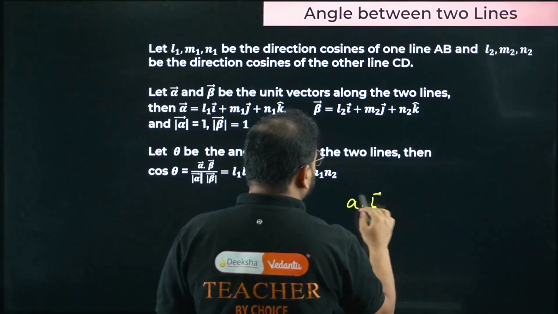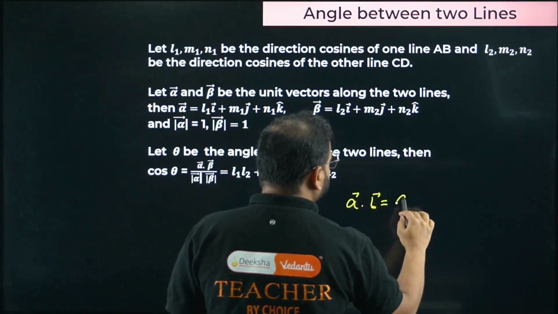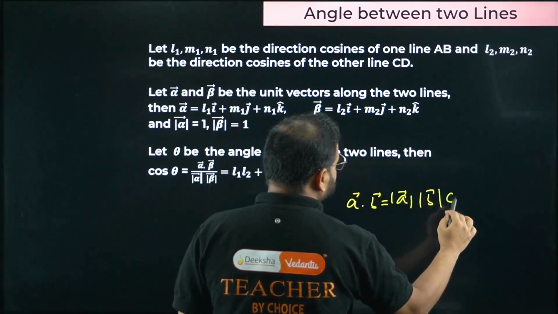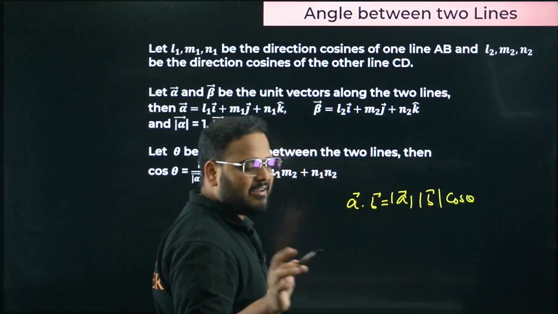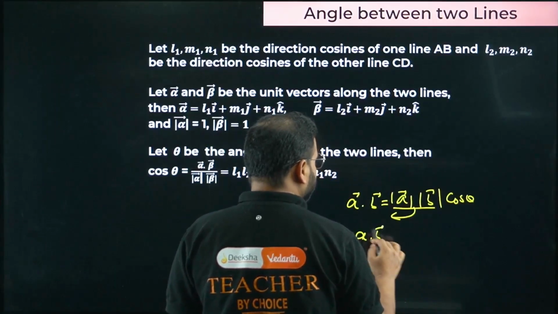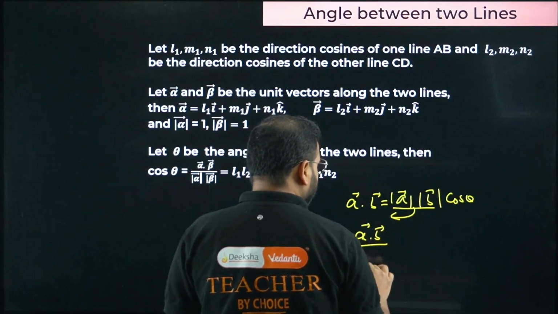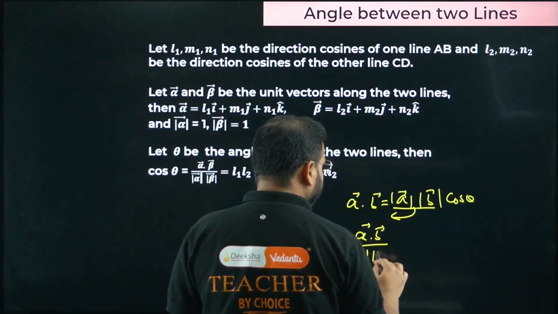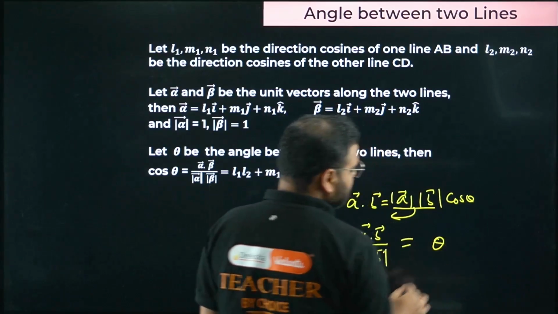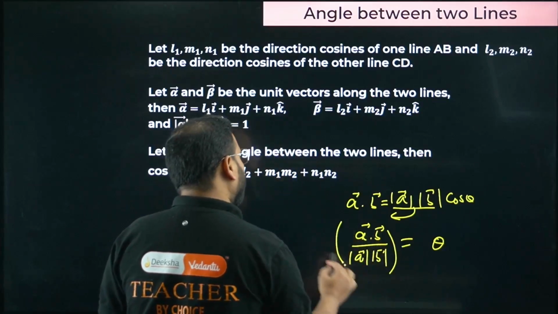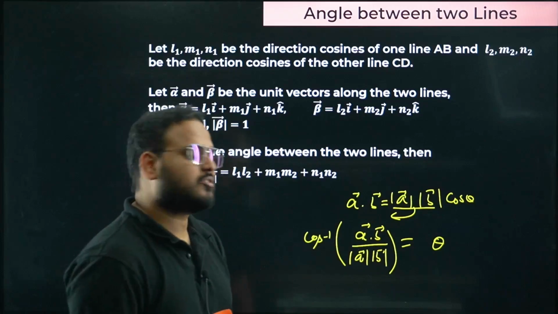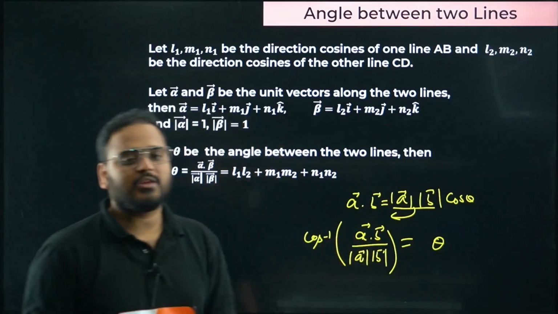A dot B equals modulus of vector A times modulus of vector B times cos theta. So we want to find the angle, right? Bring these constants to this side. What do you get? A dot B divided by modulus A times modulus B, which is cos theta. I can keep theta on this side and apply cos inverse on the other side. Please check: theta equals cos inverse of A dot B upon modulus of A times modulus of B.